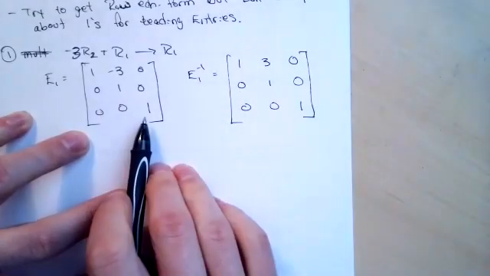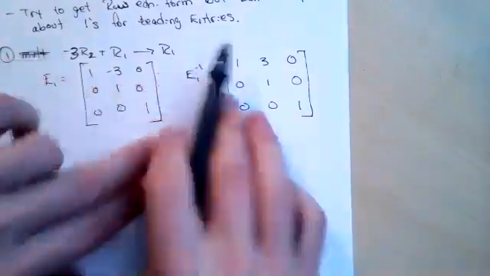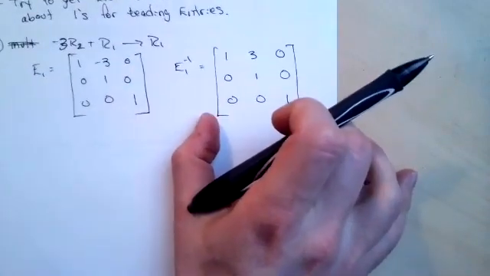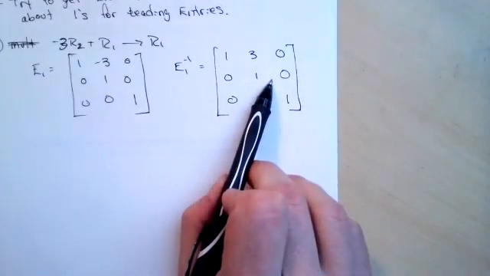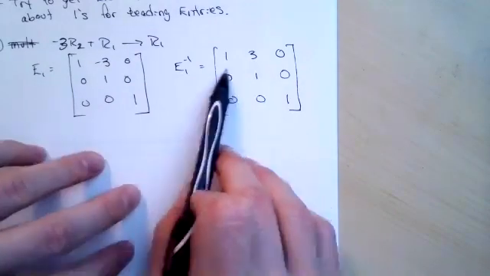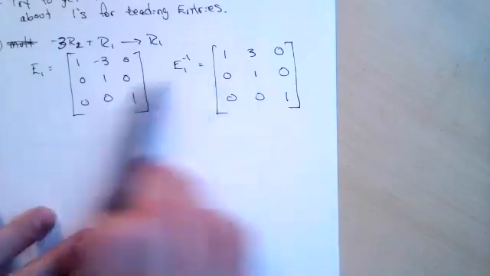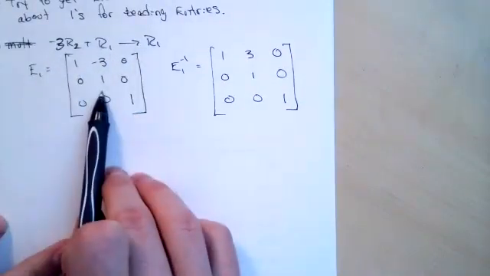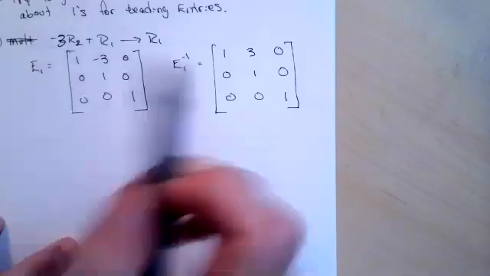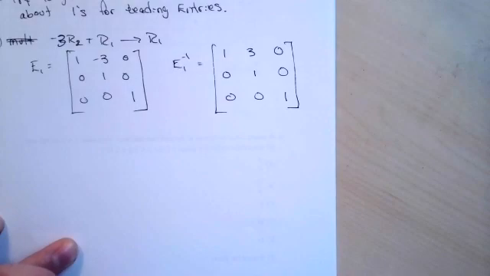What's this matrix going to do? Aside from calling it an inverse, what's its actual operation if we applied it on the left? It would take 3 times row 2 and add it to row 1. So this one would add 3 to row 1, and this one would subtract 3 from row 1. If I did them consecutively, it would be like adding 0 to row 1, so they're going to undo each other. This is how you determine the inverses.